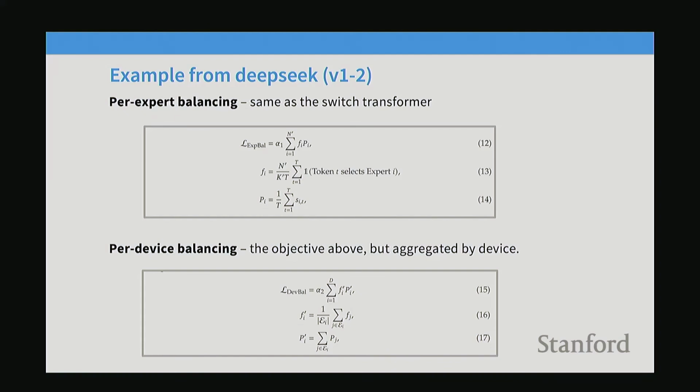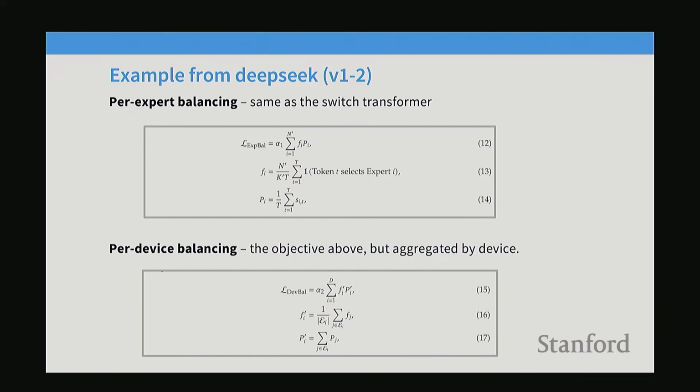The other thing you might want, though, is to balance across devices. That's all well and good, but you might also want to think about the systems concerns, right? Because you're going to shard your experts onto different devices, and you might want to balance per device. So you might have another loss that's essentially the same structure. But instead of measuring which tokens go to which experts, you might measure which tokens go to which devices, right? That's going to be a different f that's measured over the device groups rather than over each expert.